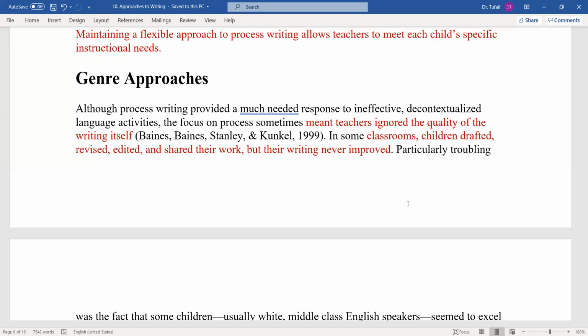They believed that process writing was better than rule-based, decontextualized and inauthentic methods of writing used in the past. But again, it ignored quality. In some classrooms, the children drafted, revised, and shared their work, but their writing never improved. What was the reason?